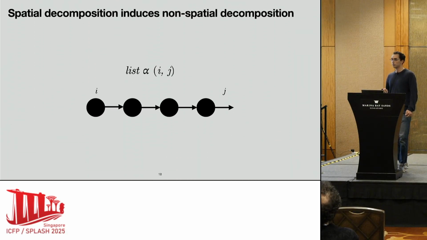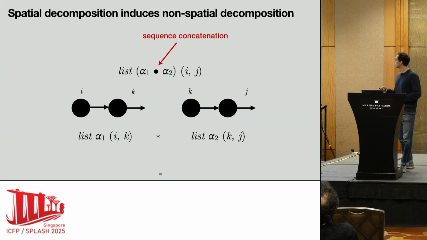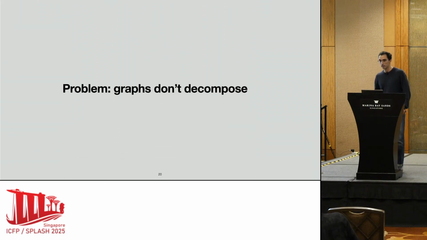An important observation that is not often made explicit is the fact that spatial decomposition induces non-spatial decomposition. What we mean by this is that in order to decompose the list in the heap, we first need to decompose the mathematical sequence via sequence concatenation. This is trivial in the case of lists because of concatenation. However, for graphs, this is not the case because there's no such notion of decomposition.